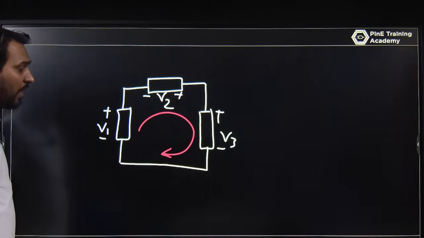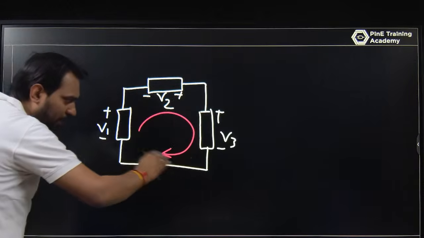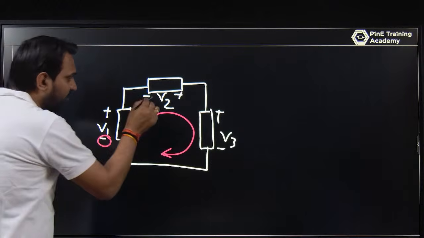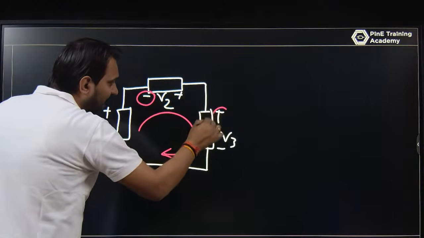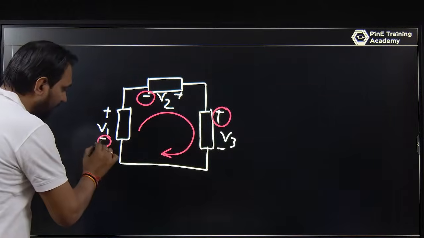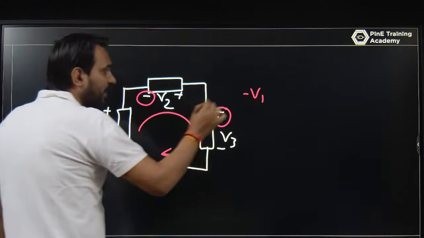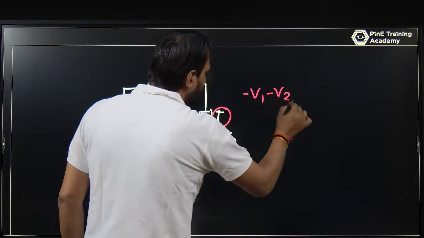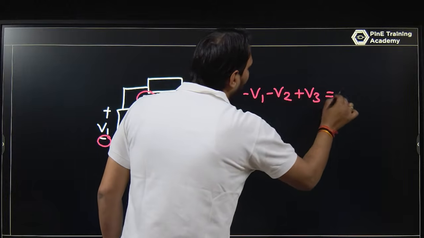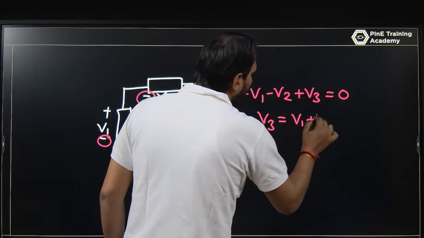What is the meaning of algebraic sum? I am saying that this is the loop, this is the circuit, and I am moving along this path in this way. So the first sign is negative, the next sign is negative, the next sign is positive. I am using a very basic method. That is minus V1, minus V2, plus V3, equal to 0. So V3 is equal to V1 plus V2.